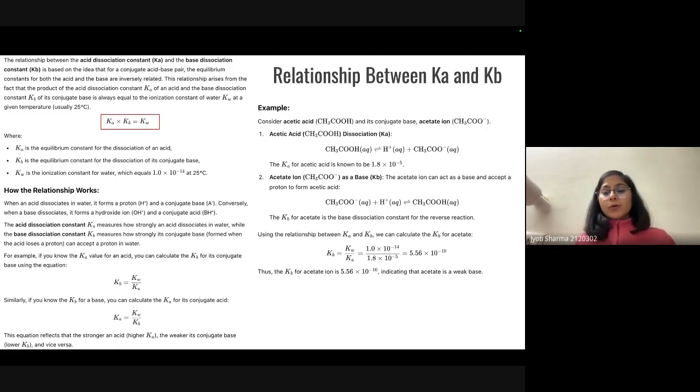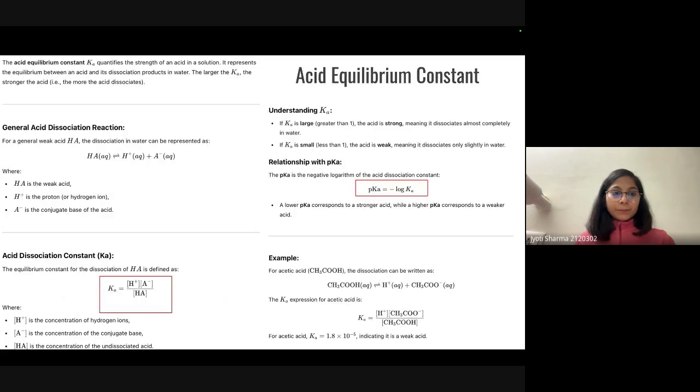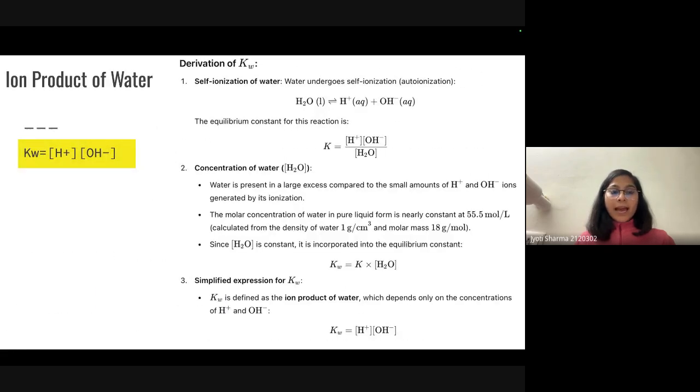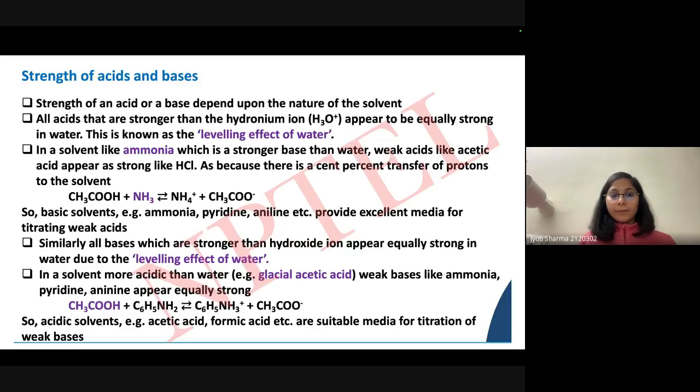Okay, so we already know the value of this Kw. So here the ion product of water, that was the Kw, and we know the value of the Kw. The Kw value is nothing but 1 into 10 raised to power minus 14. So if we know the value of Ka, then we can tell about the value of Kb as well. Okay, so this is how we can exploit the relationship between Ka and Kb.